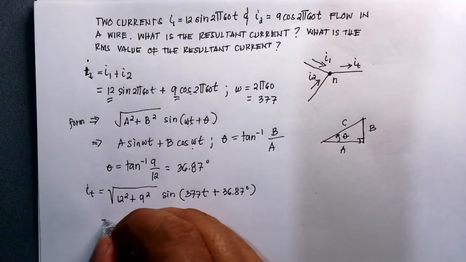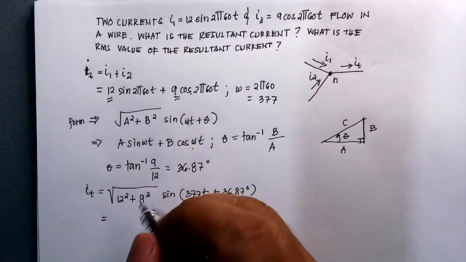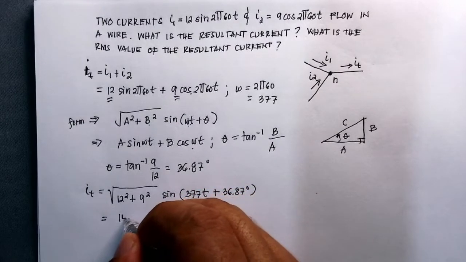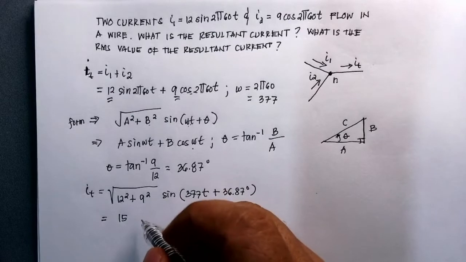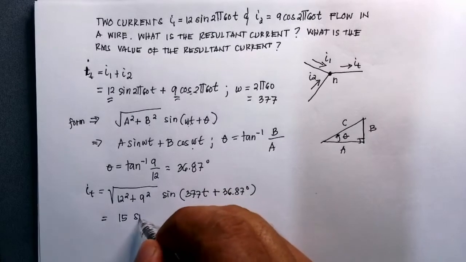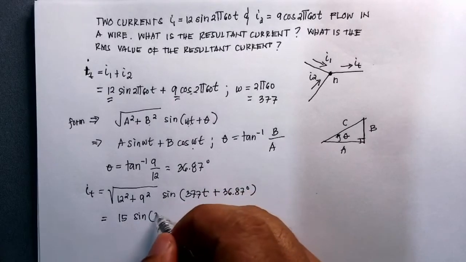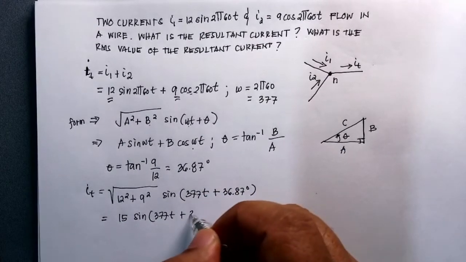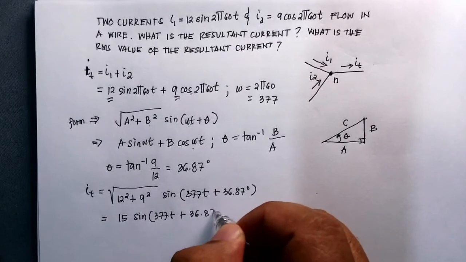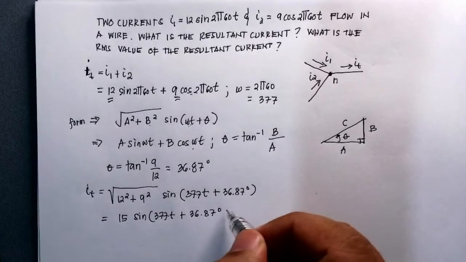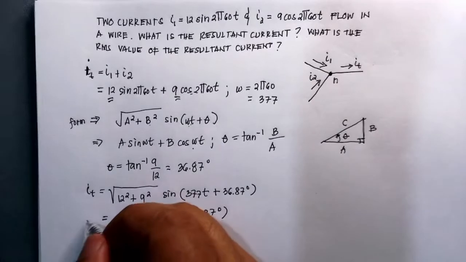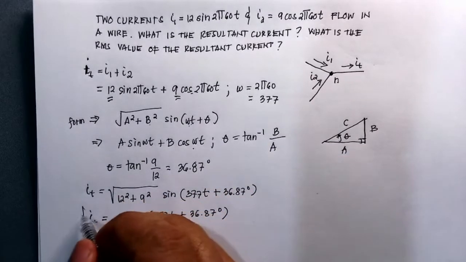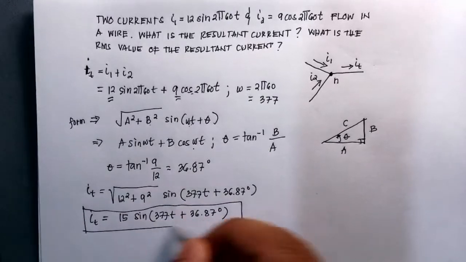What is the square root of 12 squared plus 9 squared? You press your calculator, and it will give us actually 15. And that is sine of 377t plus 36.87 degrees. So this is our I total. This is what we are looking for, the resultant current.